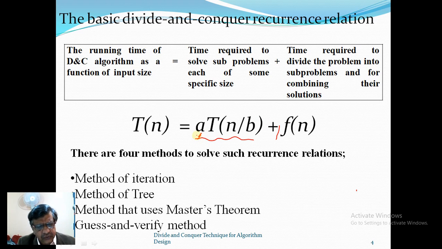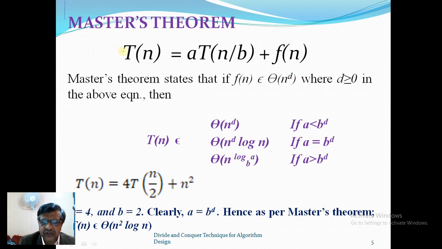And actually we have been introduced to one of the methods, called the method of iteration or back substitution. The method of tree is not known to us. Anyway, 4 methods are available: the method that uses Master's theorem, and the guess and verify method. Of course, Master's theorem is widely applied, particularly while solving the divide and conquer recurrence relation. We use Master's theorem. This is the equation that we have developed upon analyzing the algorithm. This is the divide and conquer recurrence relation.